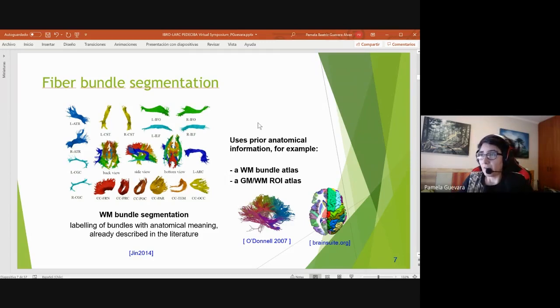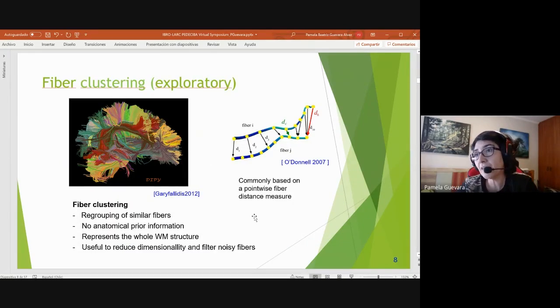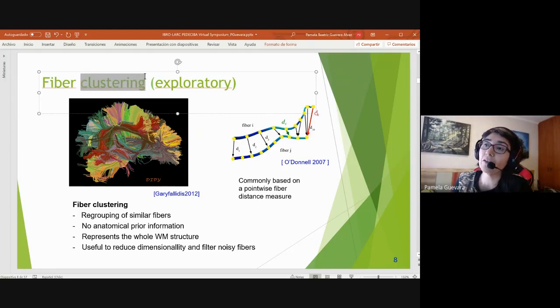Okay, so there are different ways to reconstruct the bundles. You can have manual segmentation, automatic segmentation based on ROI atlases, or fully automatic segmentation based on clustering. Also, you can have a fiber clustering method. Clustering, if you don't know, is a very classical machine learning approach to extract similar elements from a group of elements based on a similarity measure.